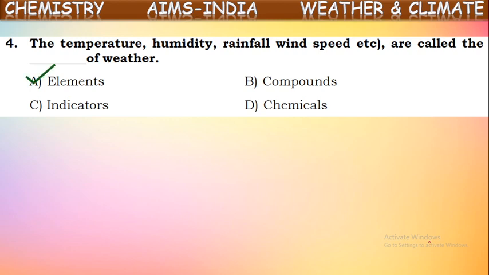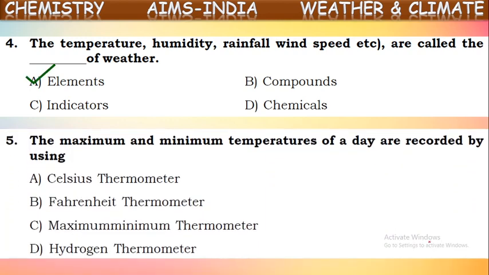Next one, the maximum and minimum temperature of a day are recorded by using. How do they record the temperatures of a particular day in a particular place? What is the instrument used for measuring this? It is called maximum minimum thermometer. We have seen how this instrument is also.